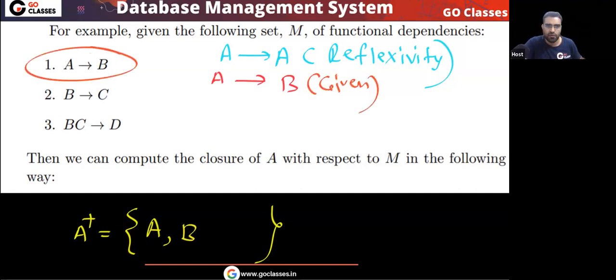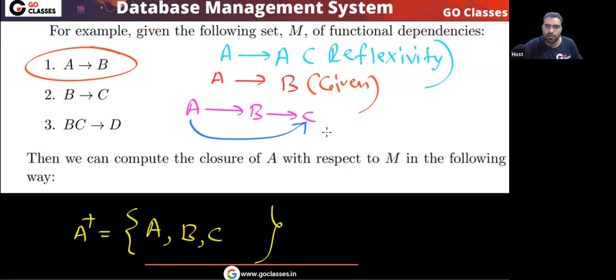Okay, what else? What else can A determine? Transitively, you can see A can determine C also. Notice, A can determine B, B can determine C. Transitively, A can determine C also. So you can put C also. Yes or no? A can determine C. Agree with me?